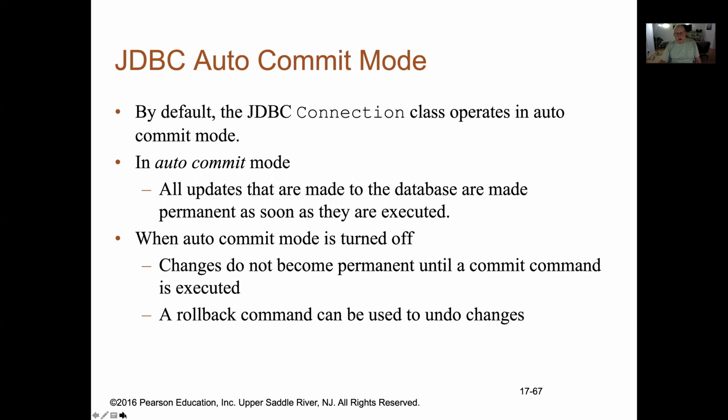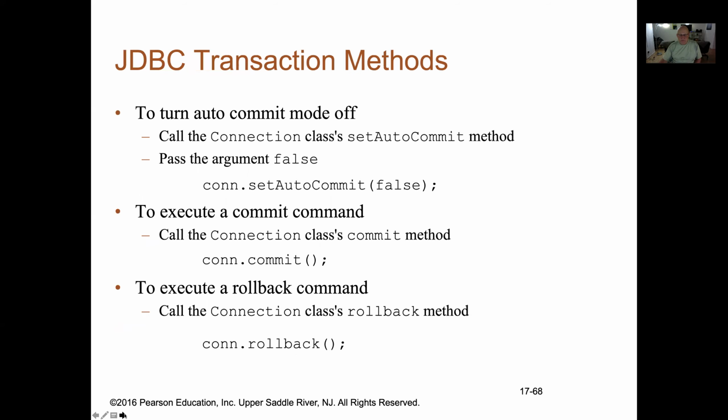So by default, the Java Database Connectivity connection class operates in auto commit mode. In auto commit mode, all updates that are made to the database are made permanent as soon as they are executed. When auto commit mode is turned off, changes do not become permanent until a commit command is executed. A rollback command can be used to undo changes.